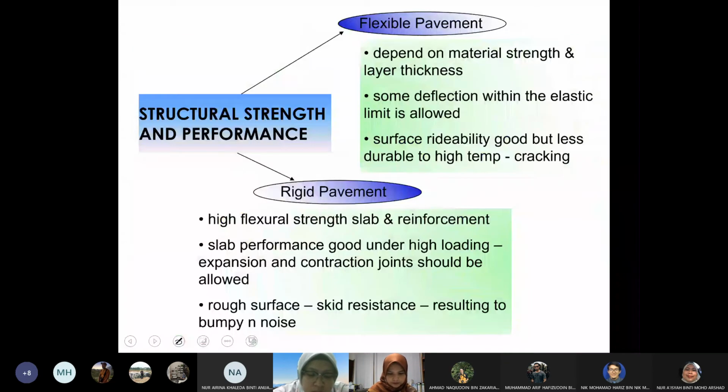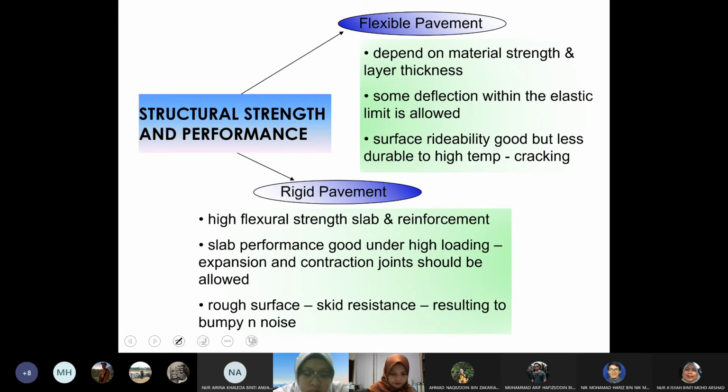Structural strength is also about the difference between the two. Okay. Deflection, they talk more about deflection. Right, deflection for flexible pavement is within elastic limit. Deflection dia tak boleh lebih daripada tu. Right? But for rigid pavement dia dah design dengan reinforcement bar semua tu, deflection dia lebih better lah compared to flexible pavement.